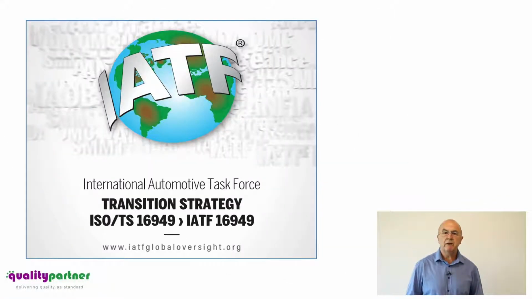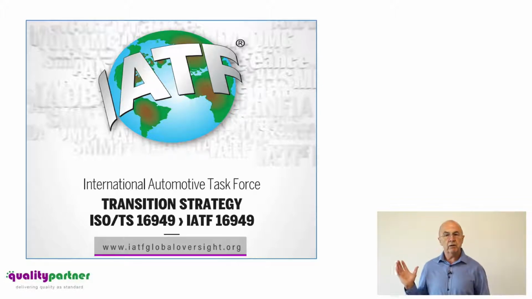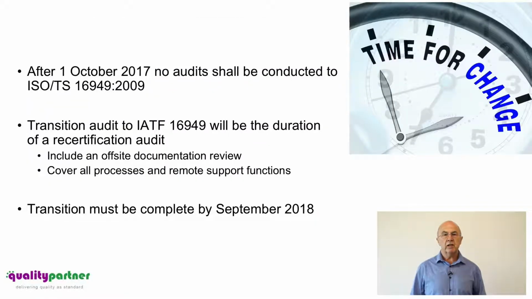In making the transition, one of the key documents that you need to look at is the IATF transition strategy, converting organisations from ISO TS 16949 to IATF 16949. This document is available for download free of charge at the IATF Global Oversight website, which you can see on the screen. Within this transition document, one of the clear statements that IATF have made is that after 1st of October 2017, no audit shall be conducted to ISO TS 16949:2009. Also, for organisations making the transition, the audit to IATF 16949 will be the duration of a recertification audit.